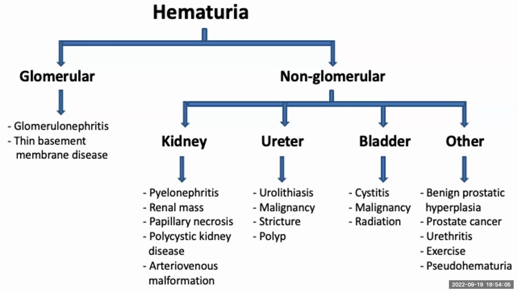Other conditions: benign prostatic hyperplasia usually does not present with clinical manifestations like hematuria, but in rare, extreme cases it may compress the urethra and lead to bleeding, as can prostate cancer and pseudohematuria. So these were the distinguishing factors of glomerular and non-glomerular hematuria.